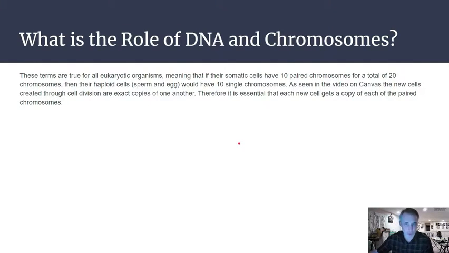So again, still talking about the role of DNA and chromosomes. These terms are true for eukaryotic organisms, meaning that if their somatic cells have 10 paired chromosomes for a total of 20 chromosomes, then their haploid cells, the sperm and egg, would only have 10 of those, because they're split. As seen in the video on Canvas, the new cells created through cell division are exact copies of one another. Therefore, it's essential that each new cell gets a copy of each paired chromosome. So that's where, as I mentioned previously, in interphase, we have to make a copy of the DNA to make sure that our cells have the full complement of DNA that is required.